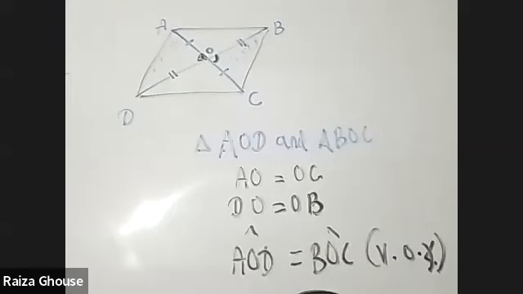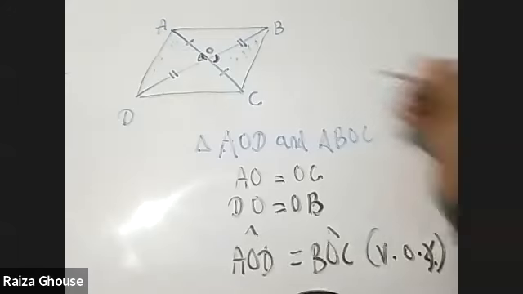I got that, teacher. Very good. Now they are asking in Roman number 2, the lines AD and BC are parallel to each other. Is it true or false? True. How are we going to prove that?